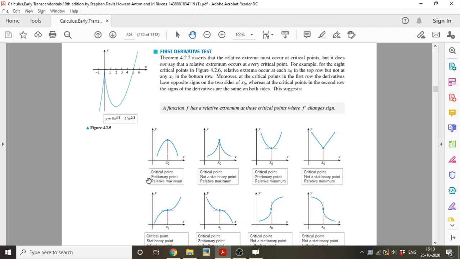So if you look at the first graph, you can see that there is exactly one critical point. At this critical point the function is differentiable, so you will have a horizontal tangent line. So this critical point is going to be a stationary point, and this is forming a relative maximum. This you can see from the graph.